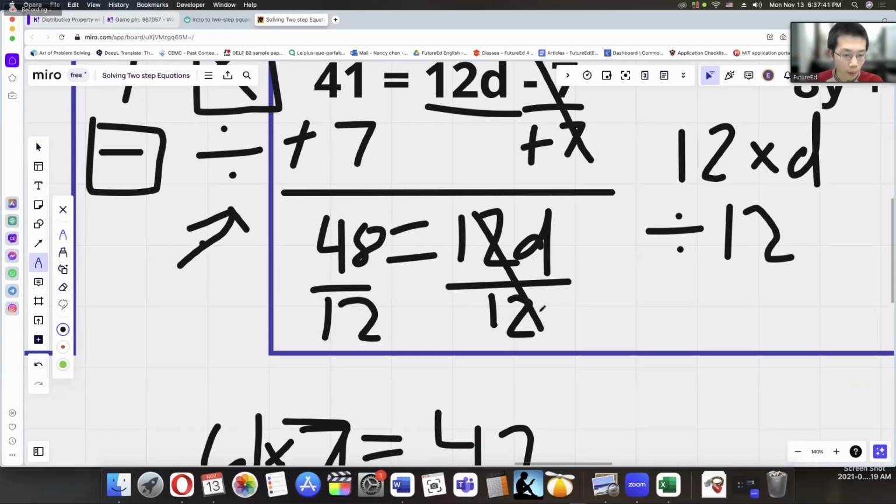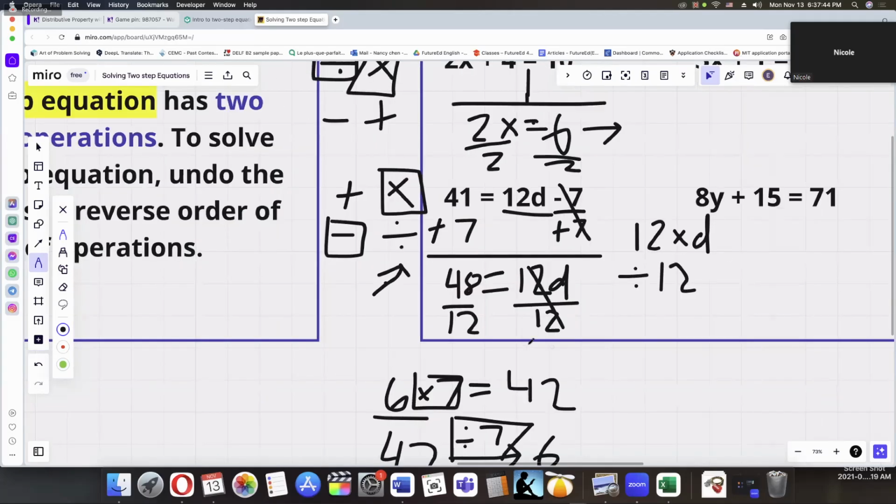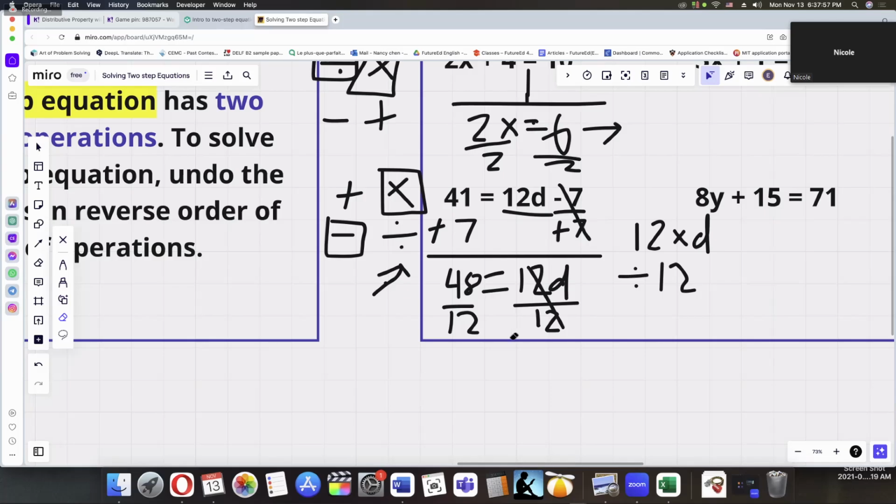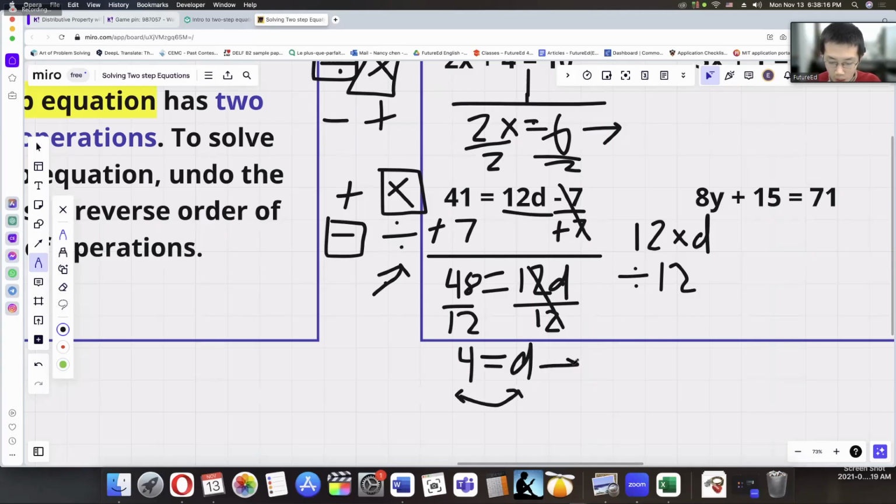So what's 48 divided by 12? 4. So what is the final answer? 4. That's actually not complete because we had a variable, right? When you're done solving the equation, usually we have the variable on the left, right? So if we switch these two around, we get d equals 4. So d equals 4 is the solution here.